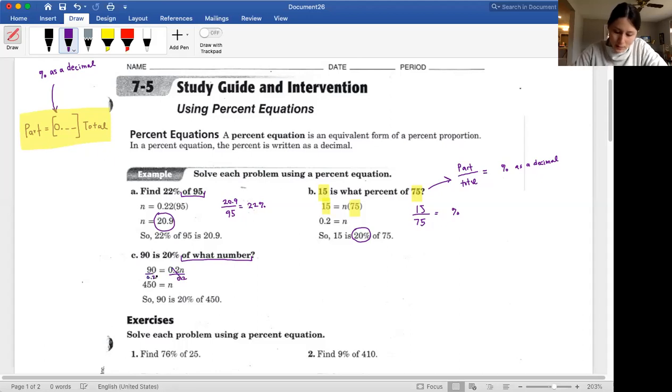So 90 divided by 0.2 is 450. And so 90 out of 450 is 20%. If you wanted to double check that, 90 out of 450, you can divide those and that would be 0.2. And that means that's 20%.